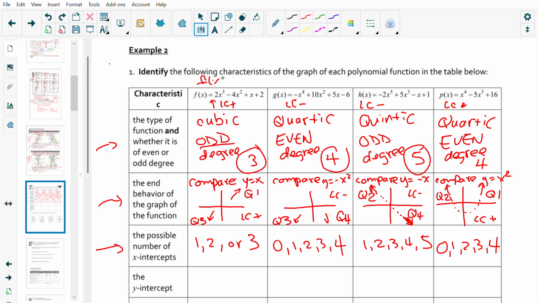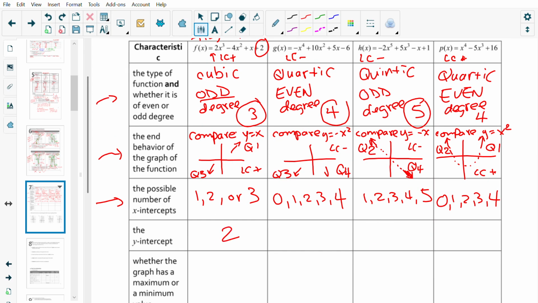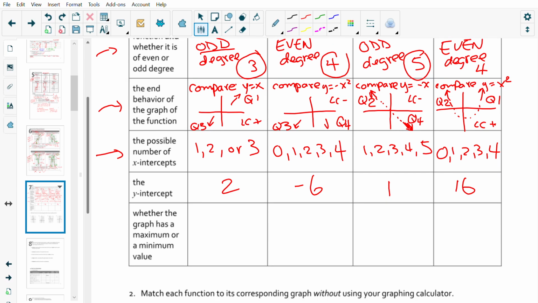The y-intercept: if I plug in 0 for f of x, f of 0, what do I get? Well, I get 2. g of 0, this one, I get negative 6. And likewise, h of 0, I get 1. And then p of 0, I get 16.